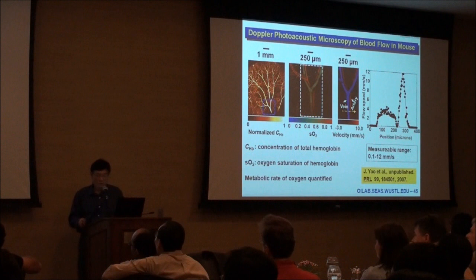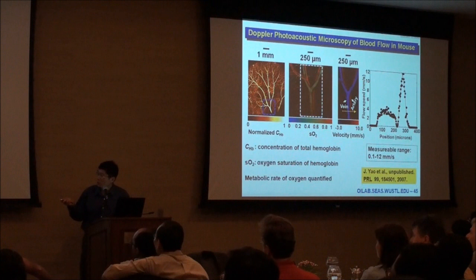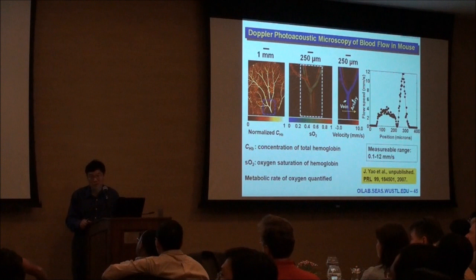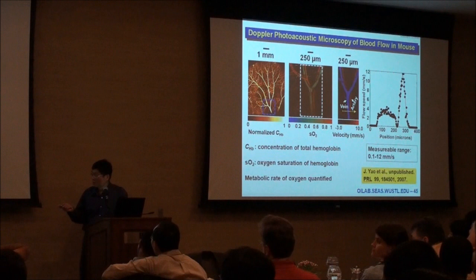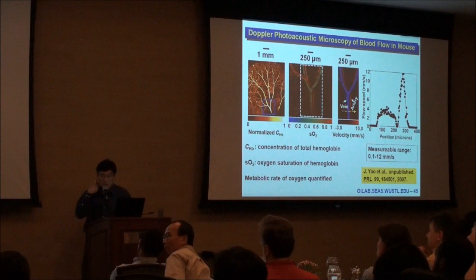Right? Now, I just talked about oxygen saturation imaging. We can also quantify the total concentration of hemoglobin that correlates with hematocrit. That's a very important physiological parameter as well. There is the photoacoustic Doppler effect, which was first reported by our lab only about 4 years ago. And now we're using the photoacoustic Doppler effect to image blood flow, so you can quantify the velocity.